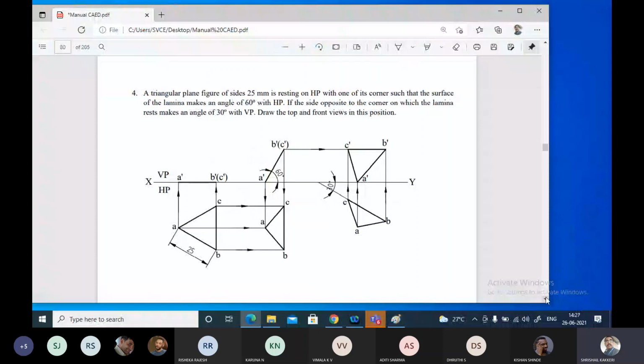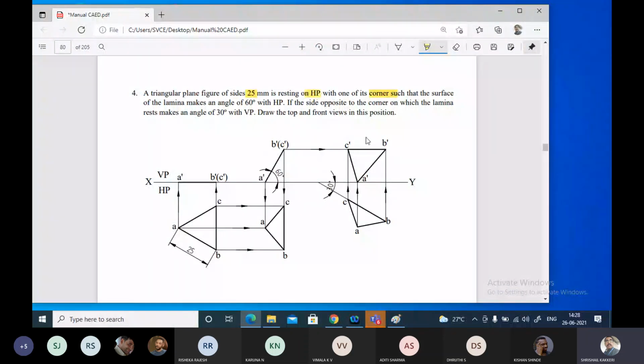A triangular lamina of sides 25 mm, resting on one of its corners. It is a corner resting on HP with one of its corners.